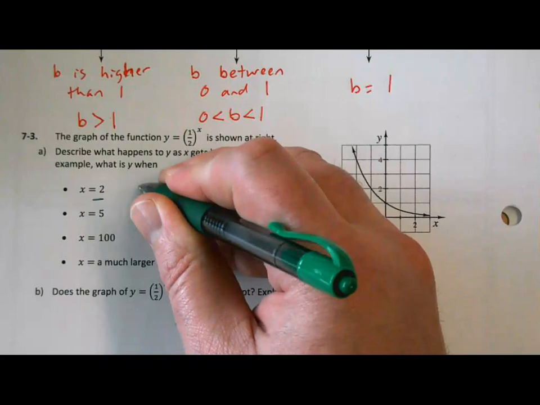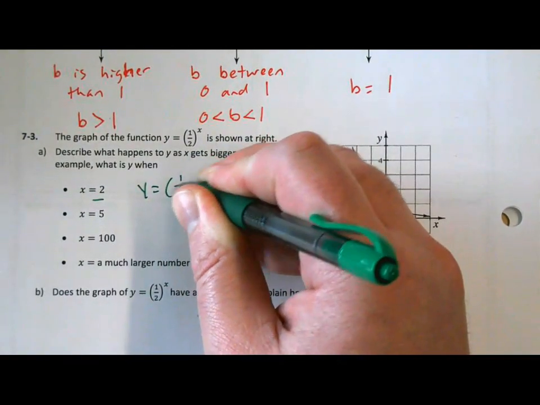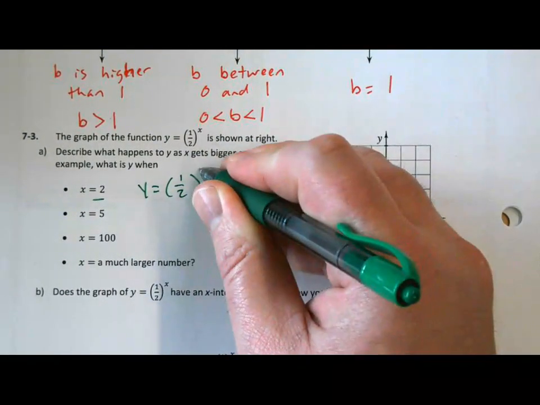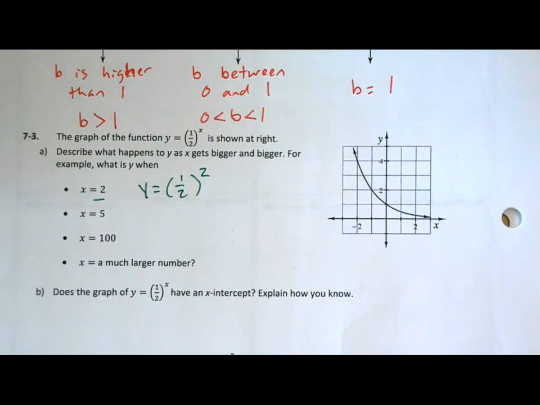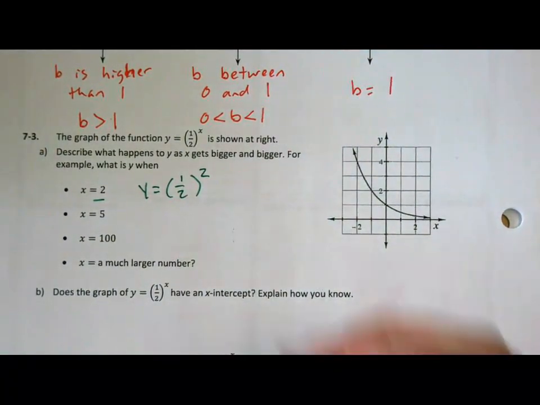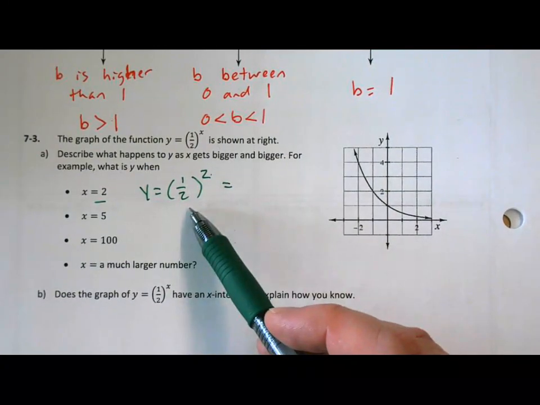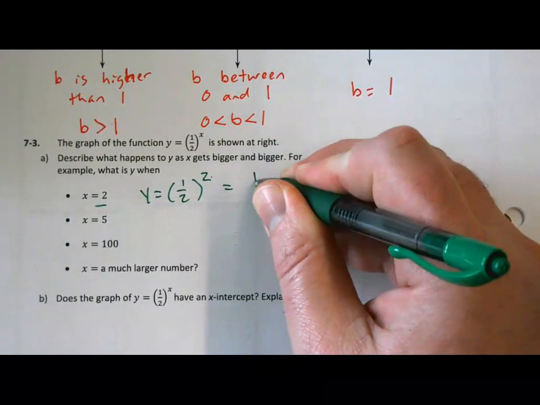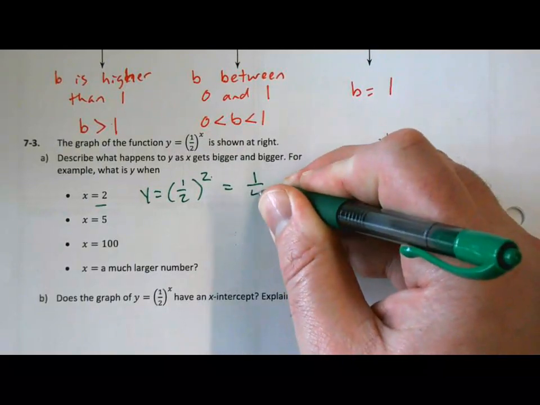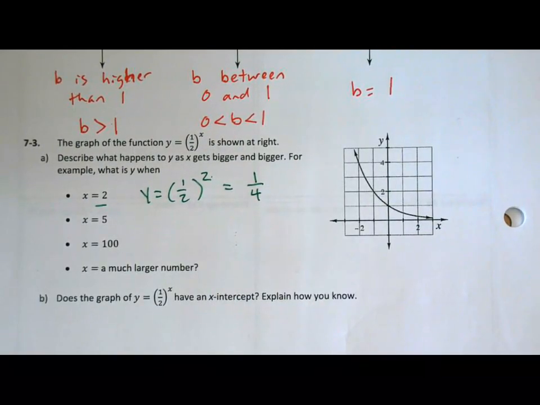The function is y equals 1/2 to the x power. If I put 2 in there, what am I going to get? Now, a lot of you can probably do this in your head because you're just squaring the 1 and squaring the 2. What's 1 squared? And what's 2 squared? So 1/4 is the answer, but let's make sure we can do it in the calculator also.